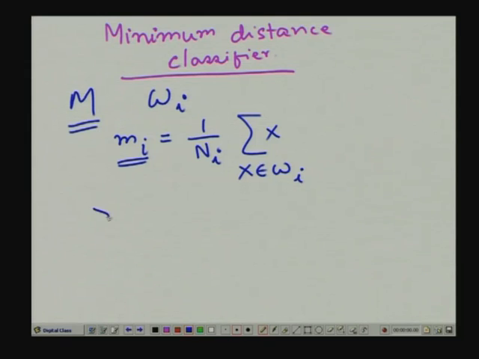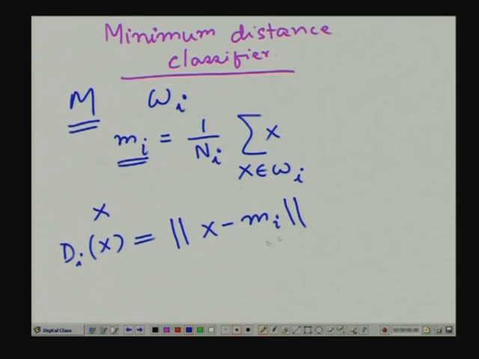Then, given any unknown vector x, I find out the Euclidean norm of this vector x from these mean representative classes. So, I just find out di(x), which is the norm of x minus mi. This gives me the Euclidean distance of this feature vector x from the representative of the ith class. I will say that this particular feature vector x will belong to that particular class whose representative, the mean vector, has the minimum distance from this vector x.